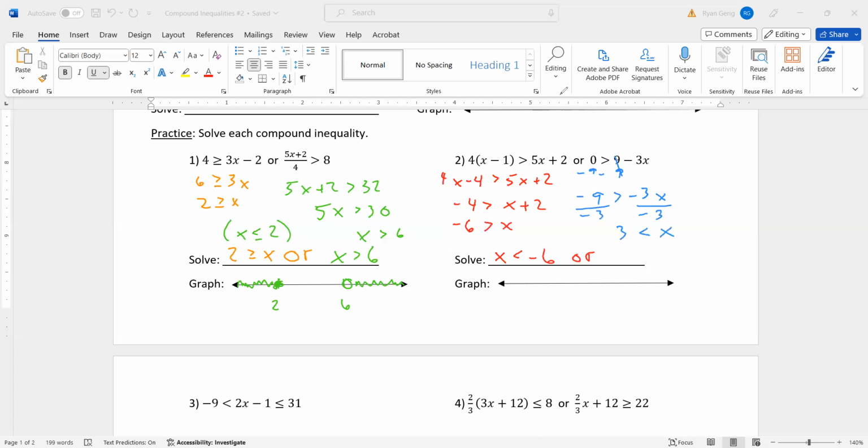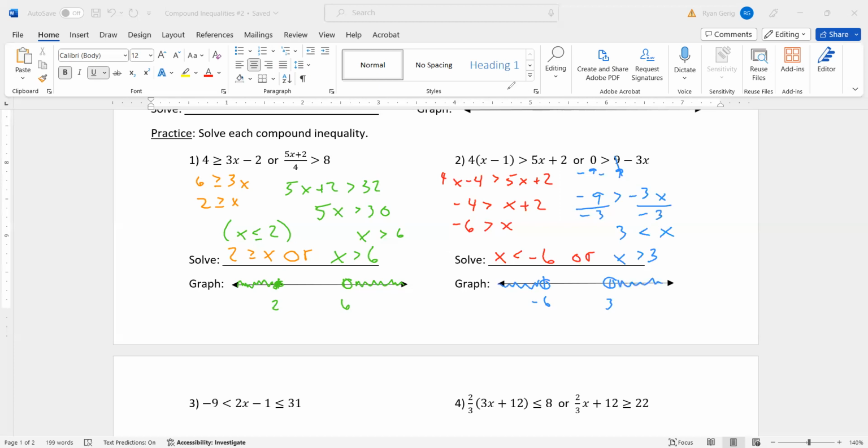Why did I flip the sign? Because we divided by a negative. I'm going to then put the x here. It's eating the x. And it kind of flips back if you think of it that way. All right, so negative 6 is my smaller number. 3 is my larger number. Open at negative 6, open at 3. Less than negative 6 is to the left. Bigger than 3 is to the right.